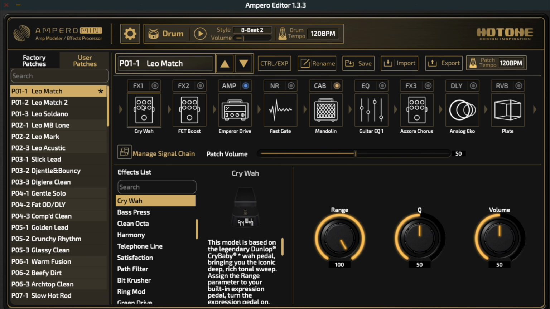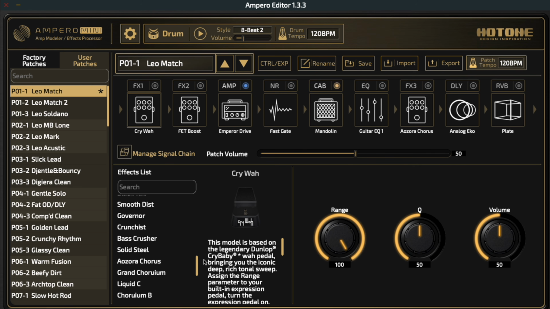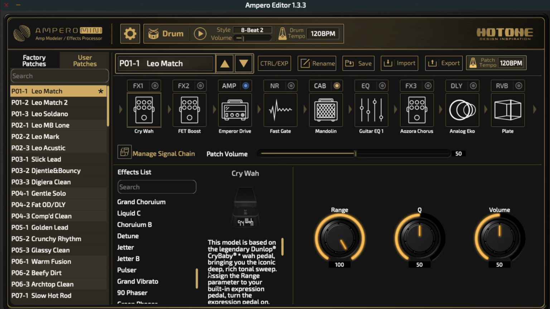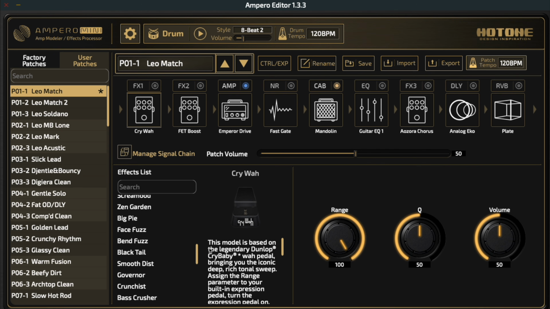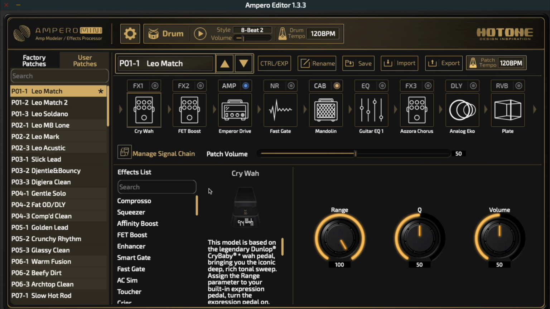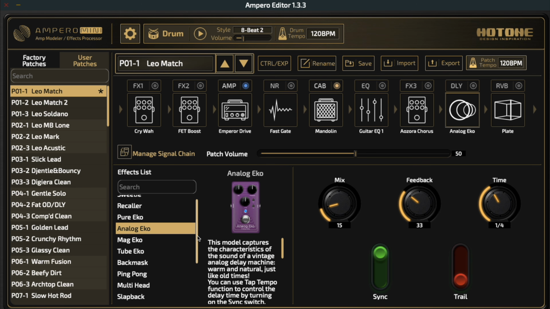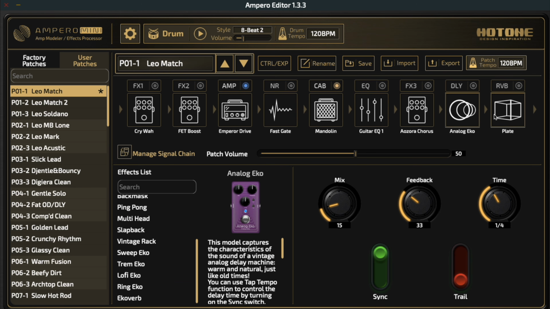Let's describe them. We have the effects 1, 2 and 3 blocks where you can load 2 compressors, 3 boosters, 3 noise gates, 2 acoustic guitar sims, 5 wahs, 2 octaves or harmonizers, 6 filters and a pitch shifter. Then you can load 13 distortions and 17 modulations. Then you have 7 EQs and a block dedicated to the delays and another one to the reverbs, where you can load 16 delays and 10 reverbs.